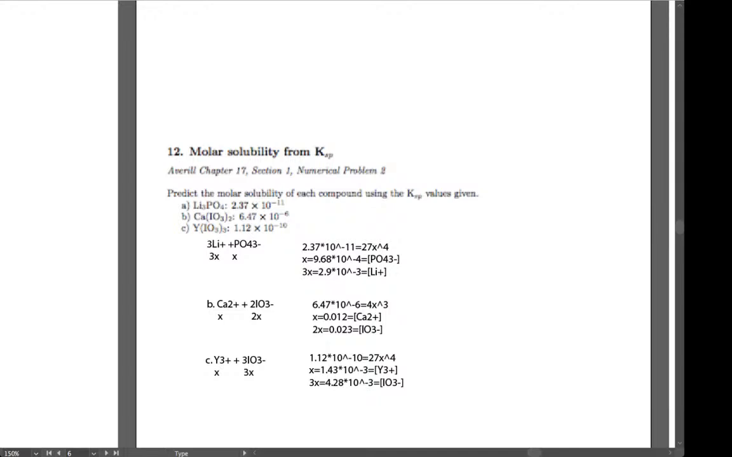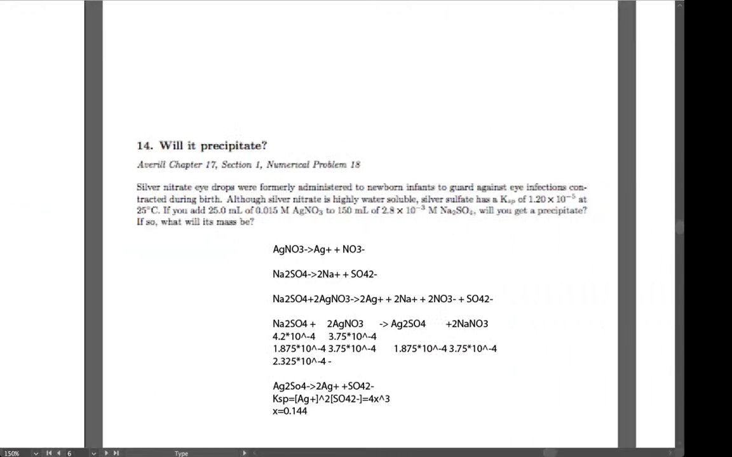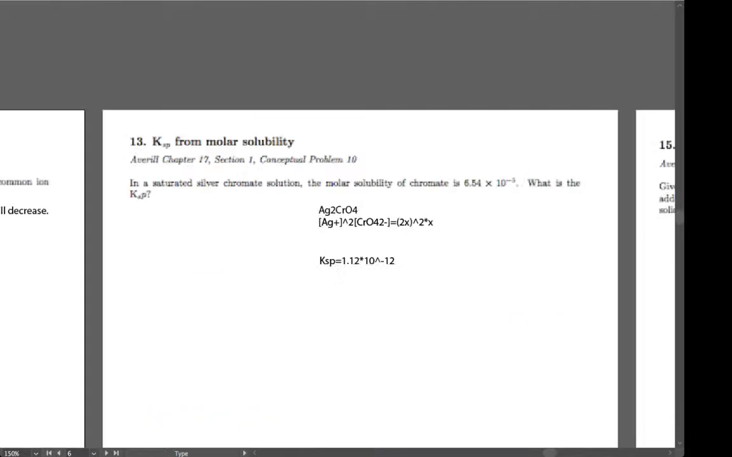For this one here, we only need to find what x is. The first one is 9.68. The other one is this, and the third would be that. So that's basically quicker. For number 13, let's see here. I did this correctly, so good.